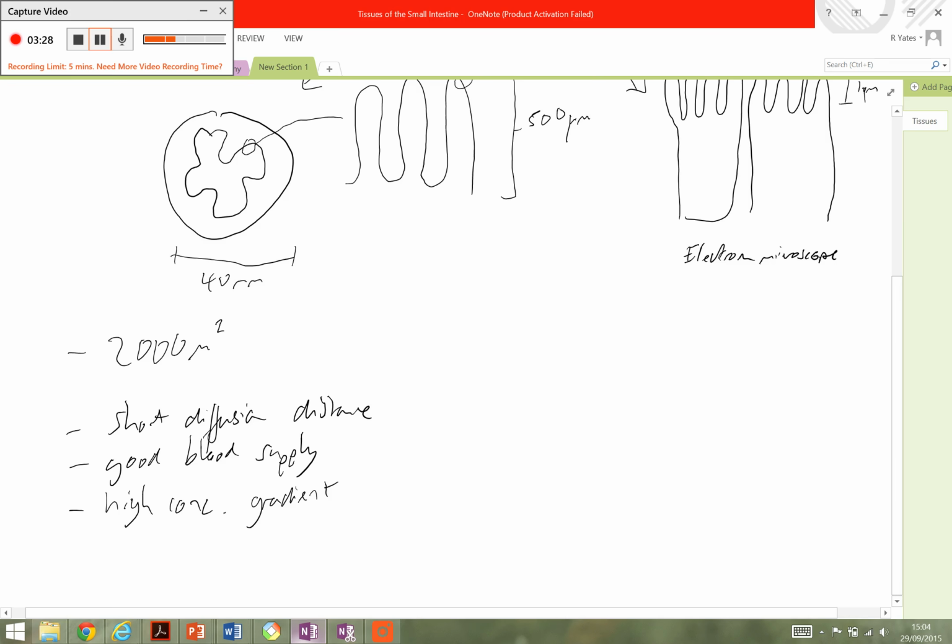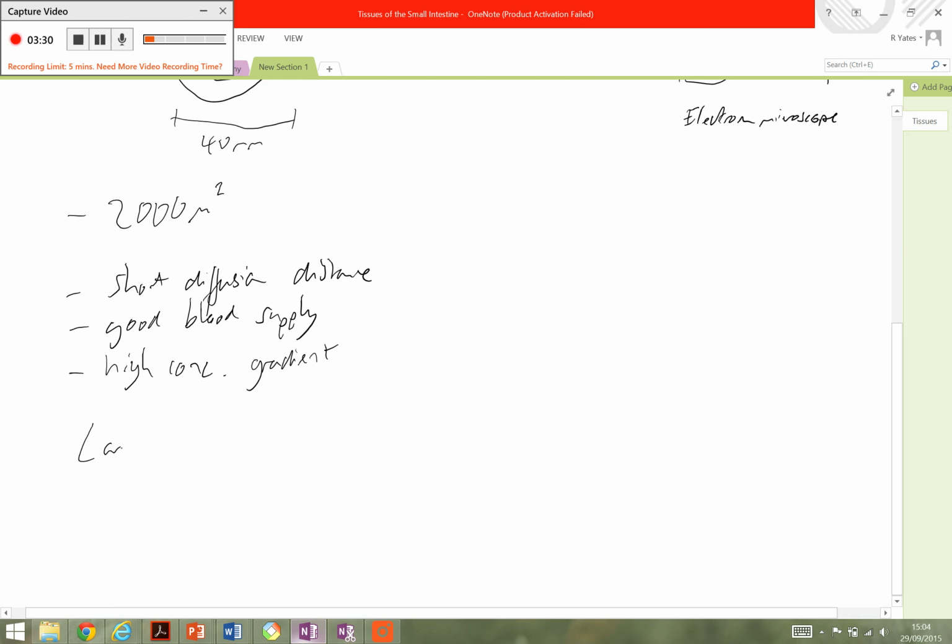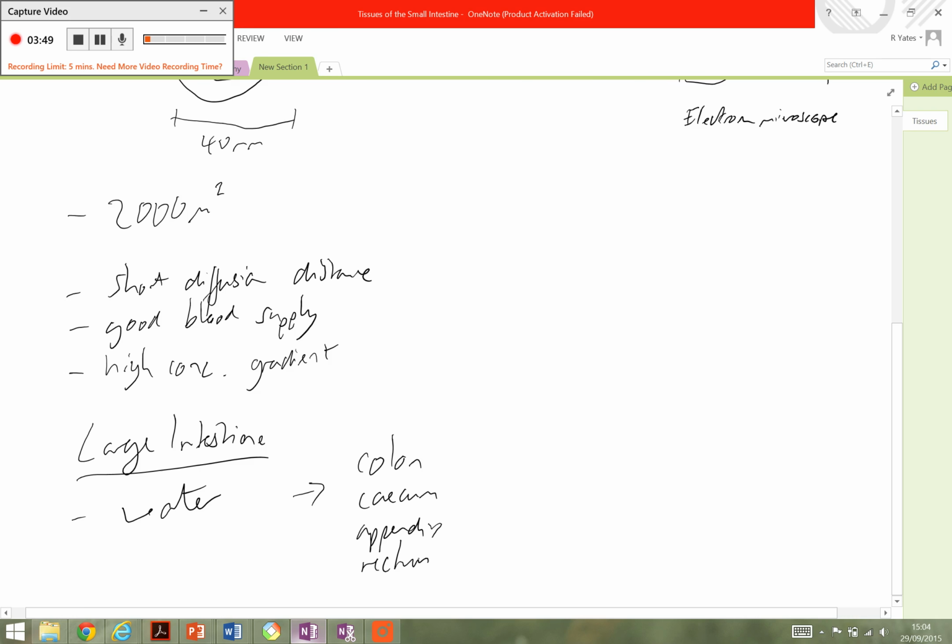Going down into the large intestine then. You don't have to know a lot about the large intestine, just that it absorbs water. It's made up of mainly 4 parts: the colon, the cecum, the appendix, and the rectum. Glands secrete mucus there just to make sure that the food slides down nicely.